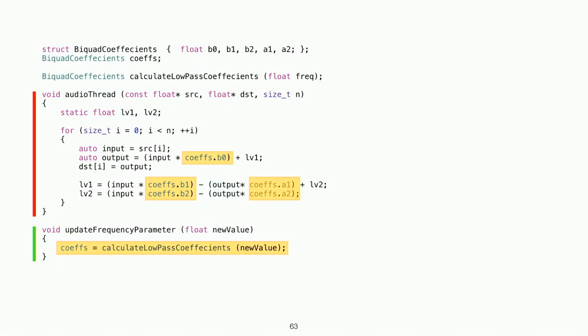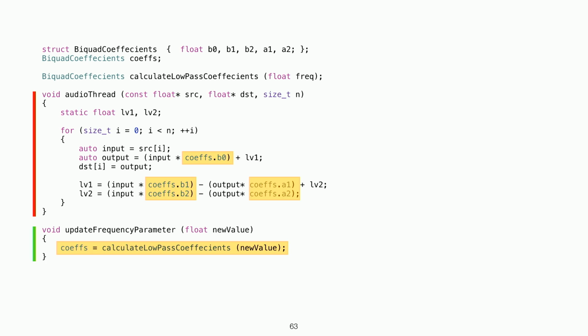We have this shared data, which is our biquad coefficients. Note here, biquad coefficients are 5 floats, so it's relatively large data. We have our real-time audio thread that's using those coefficients, and our non-real-time thread that's updating them, perhaps when the frequency changes, something like that.